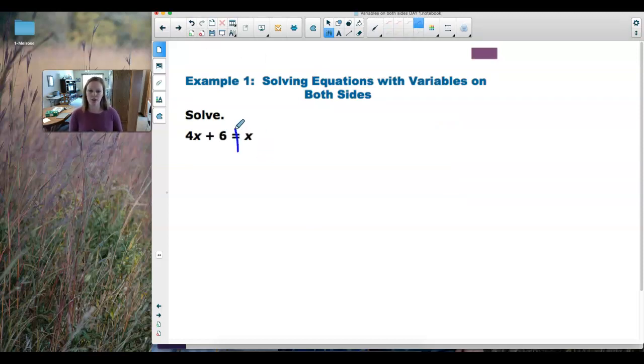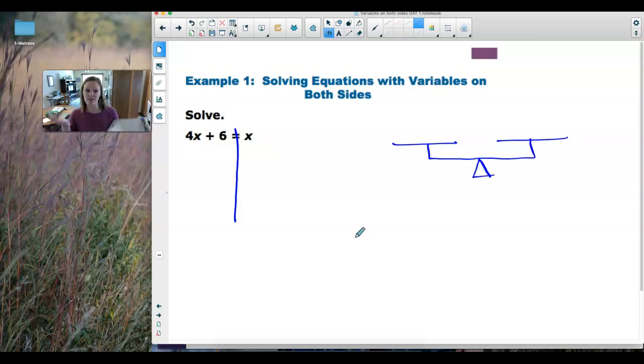First of all, I'm going to draw the line by the equal sign just like we always do, and recognize, you guys, that there is a variable on each side of the equation. Now I'm going to draw a little picture here, and we have in the past talked about equations being like this scale, and that the two sides of the scale have to stay balanced. Okay, so right now we have 4x plus 6 on one side balanced by an x.